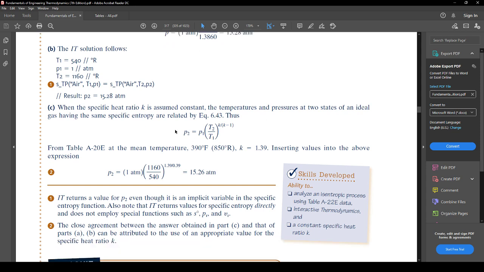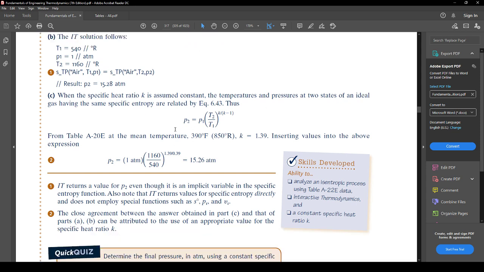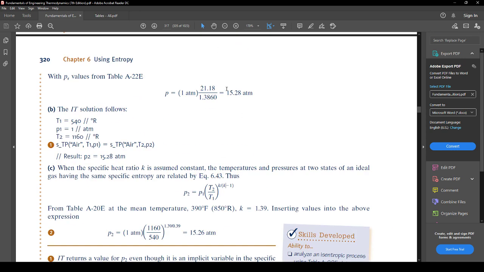Like I said, we can just quickly look at this one. So this is part C. So this is with specific heat ratio assumed constant, or specific heat's constant. You then just plug it into that equation we saw earlier, which was P2 over P1 is equal to T2 over T1 raised to the K over K minus 1. And what they did was they went to A20E and found the middle temperature at 850 Rankine, found that K value, and put it in here. And then you get 15.26. Very slightly different, but both acceptable answers.